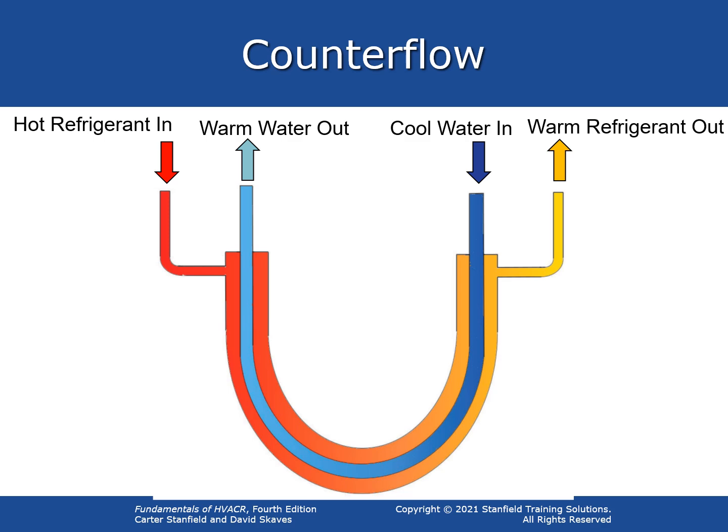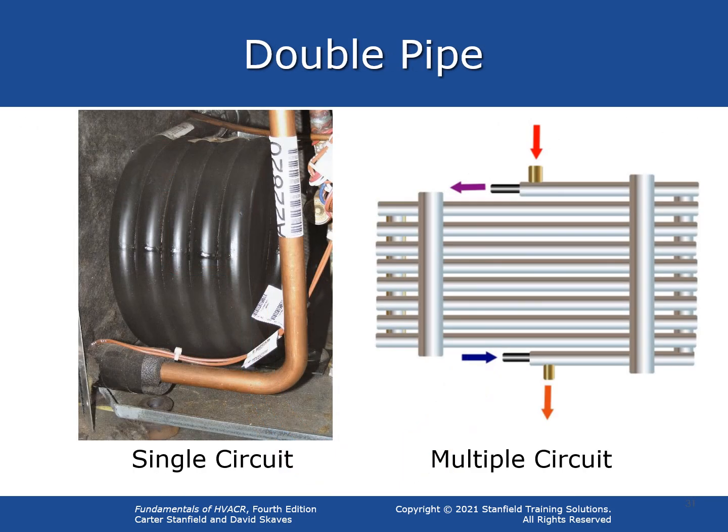A double pipe condenser uses a tube inside a tube. Double pipe condensers can be a single circuit using a continuous loop or several parallel pipes forming a multiple circuit. In either case, the water and refrigerant should flow through the condenser in opposite directions. This is called counterflow.